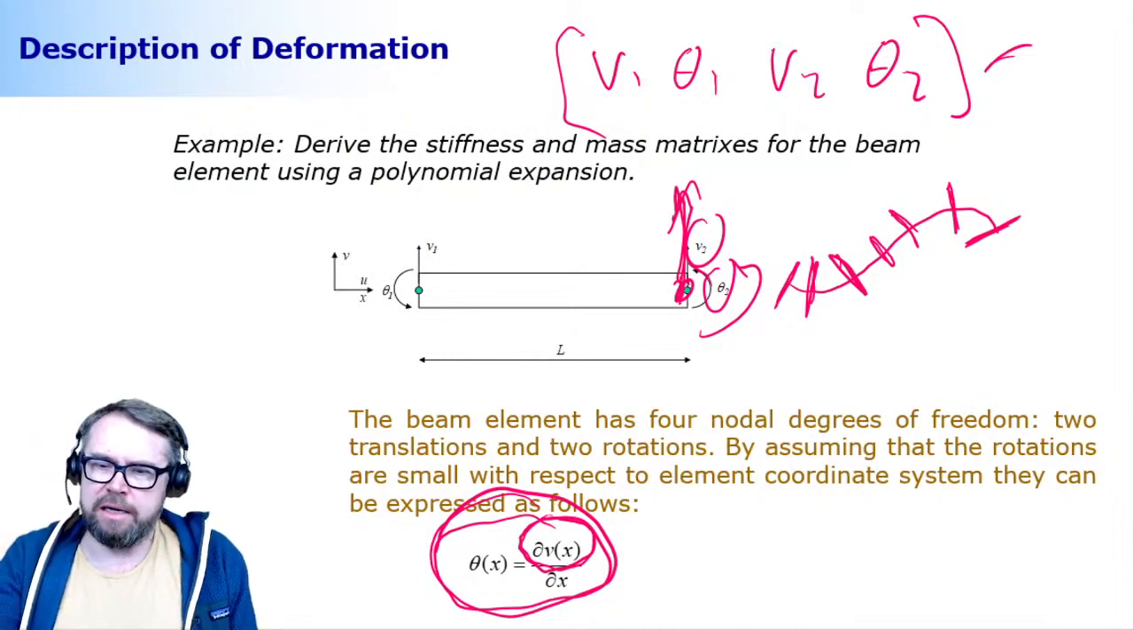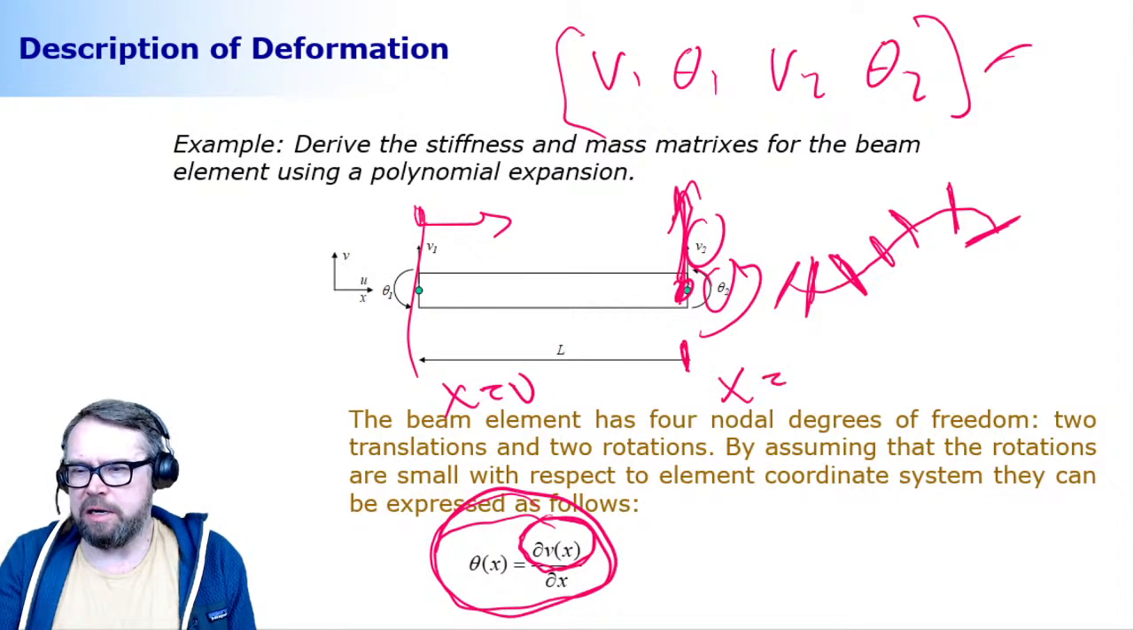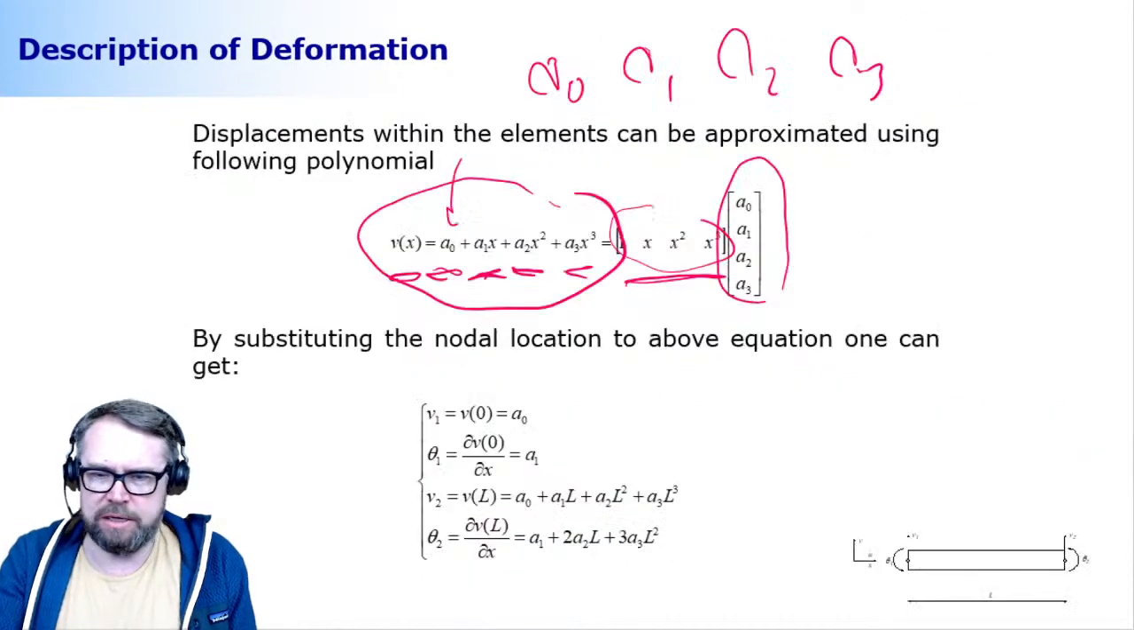This is my x-axis. The first node is located at a point where x is equal to 0, whereas the second node is obviously located at a point where x is equal to L. And then using this other notation, I can get the additional information.